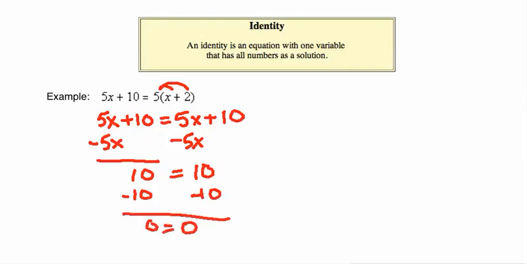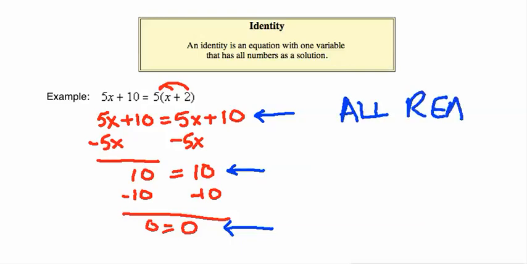Anytime that you have any of this going on, this, or this, you'll notice the left-hand side and the right-hand side are the same. What this means is that any variable you're going to put into this equation is going to work. So all real numbers are your solutions.